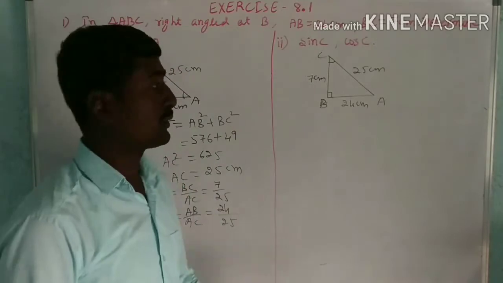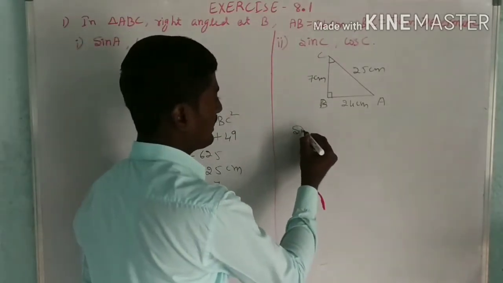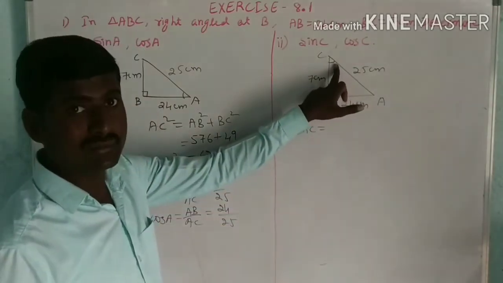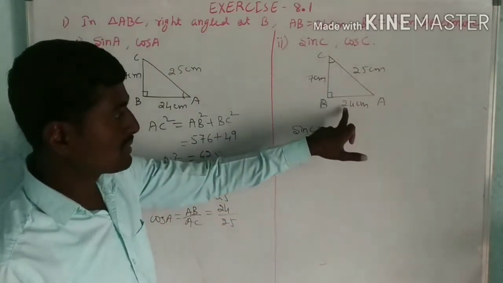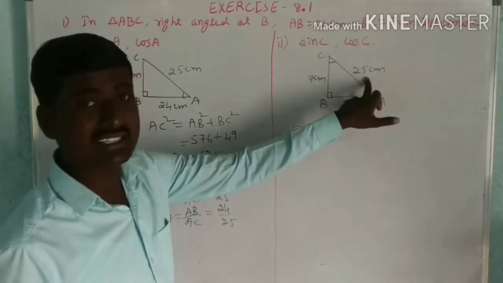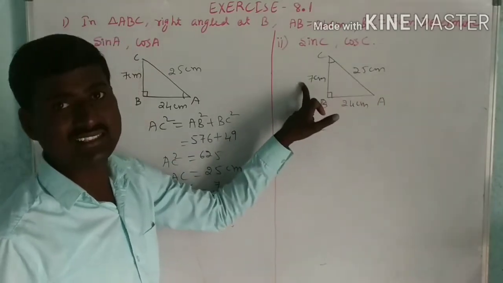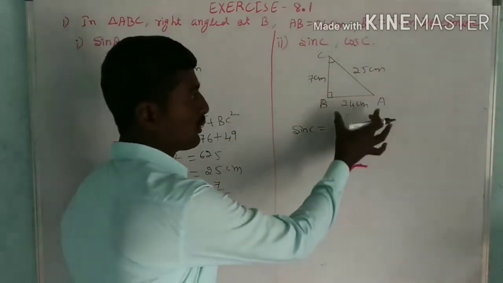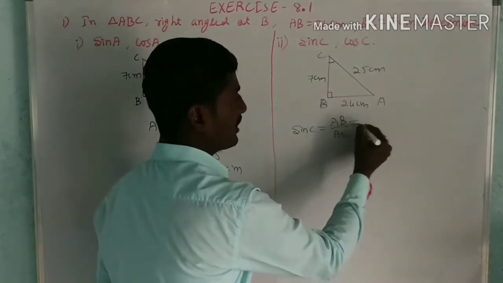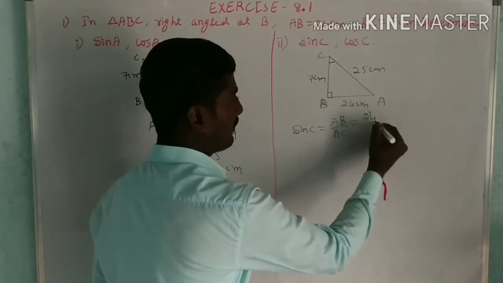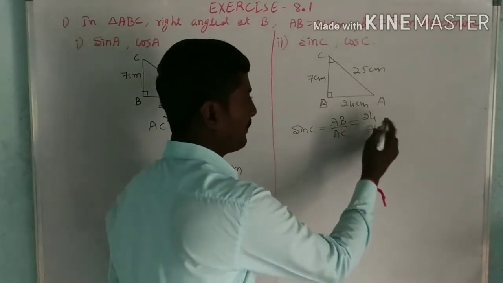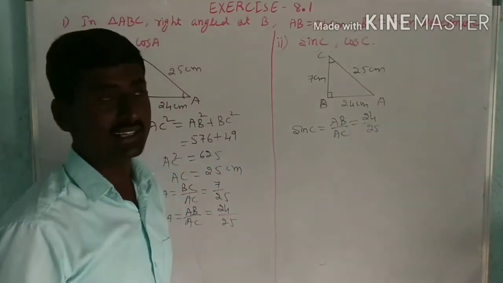Now from this I have to write sin C. Sin definition you know, opposite by hypotenuse. According to the diagram, sin C can be written as opposite by hypotenuse. For angle C, AB is opposite, AC is hypotenuse, BC is adjacent side. So sin C is equal to AB divided by AC. AB value is 24 divided by AC value 25. 24 divided by 25, that is sin C.